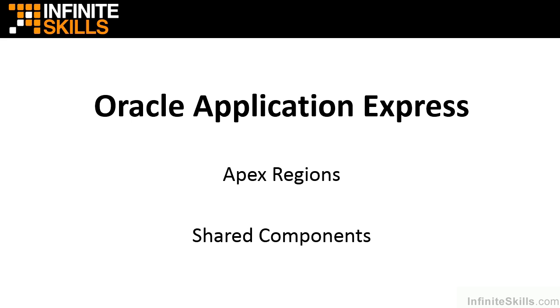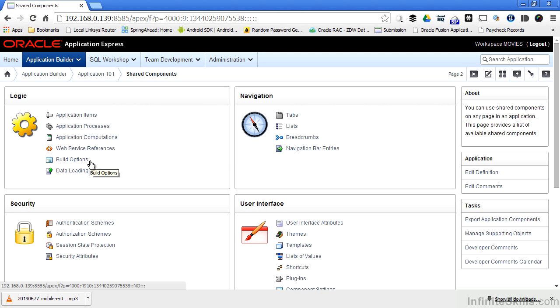Welcome to Oracle Application Express, Apex Regions, Shared Components, Part 2. Build Options gives developers an incredible amount of flexibility in determining what parts of their Oracle application they want to move into production. You can define different build options as part of the shared components for your application.